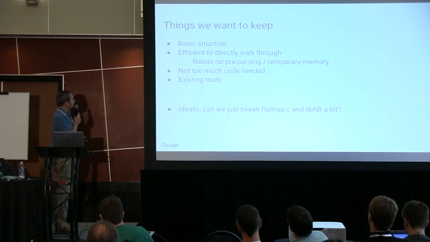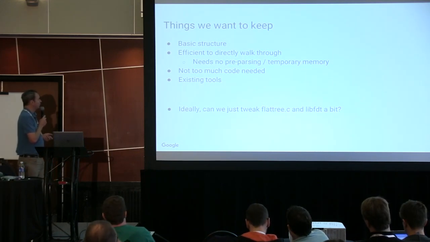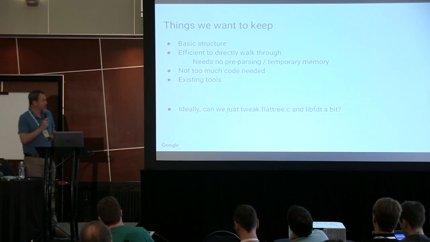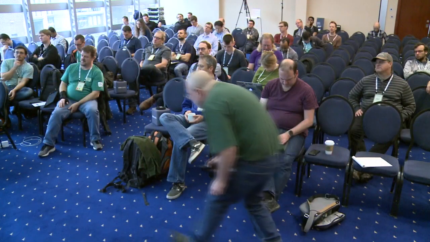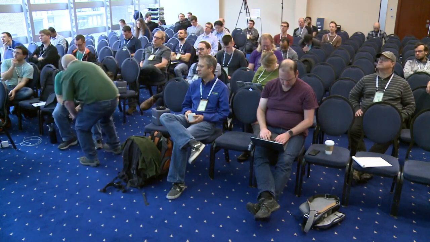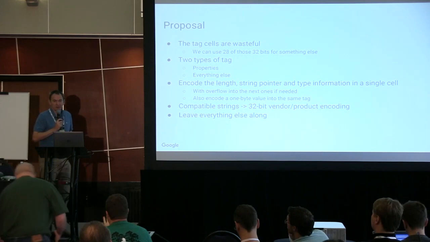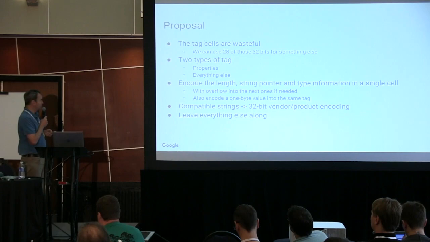So I think it'd be good to keep the basic structure and make it efficient to directly walk through, so we don't have to use a live tree to do anything with it. And ideally not too much code, keep the tools the same. Can we just hack a couple of files and maybe get somewhere? So this is what I came up with. Just tell me when to stop. We can continue after the break or whatever. I'll try and be quick.